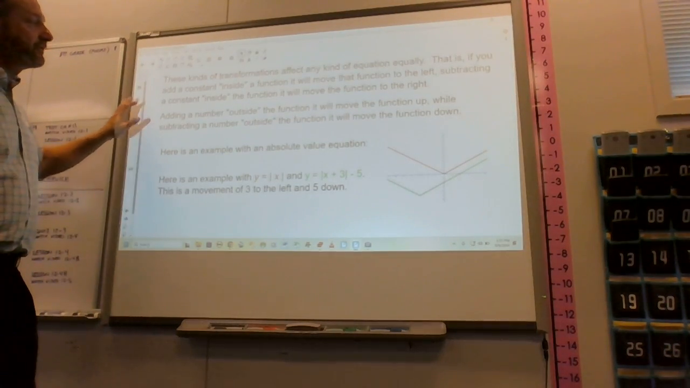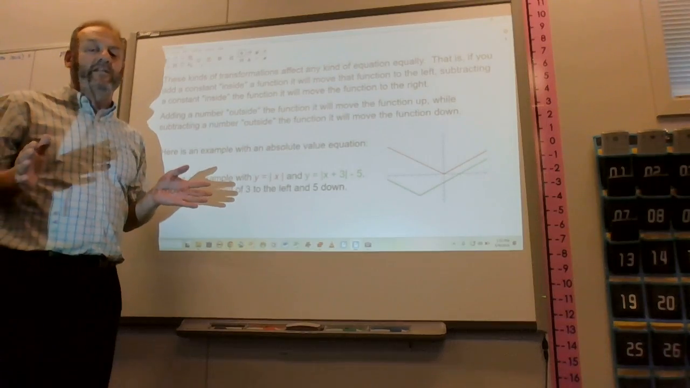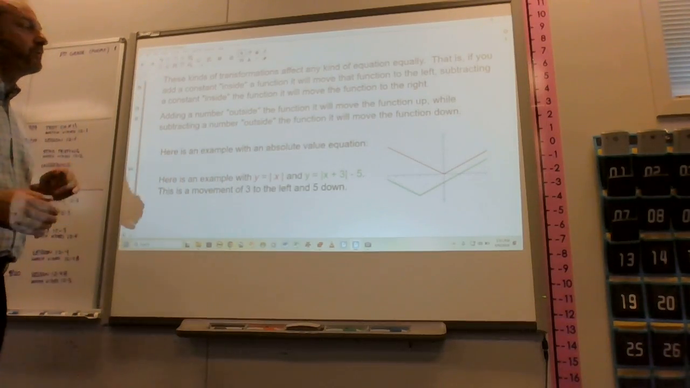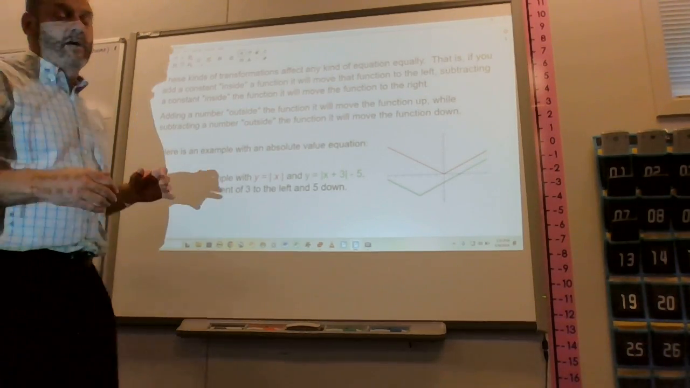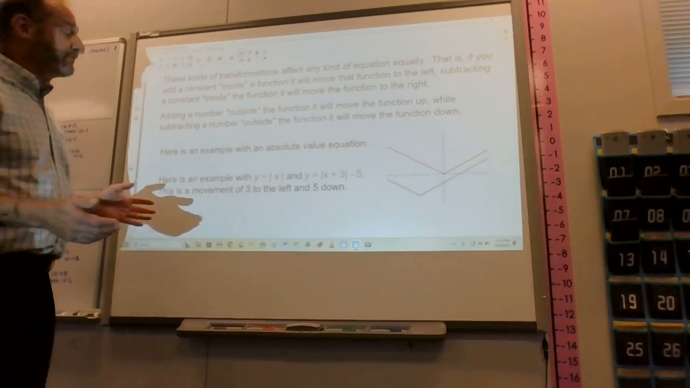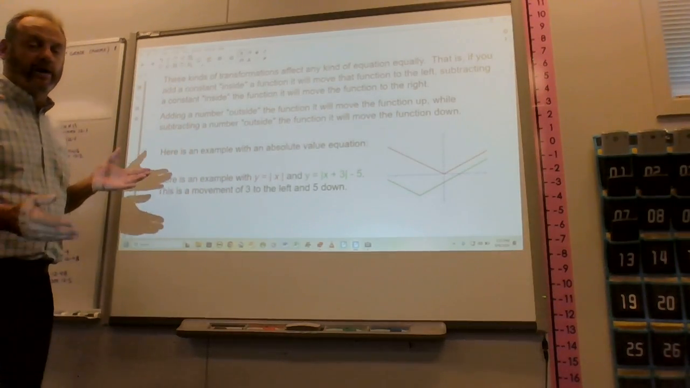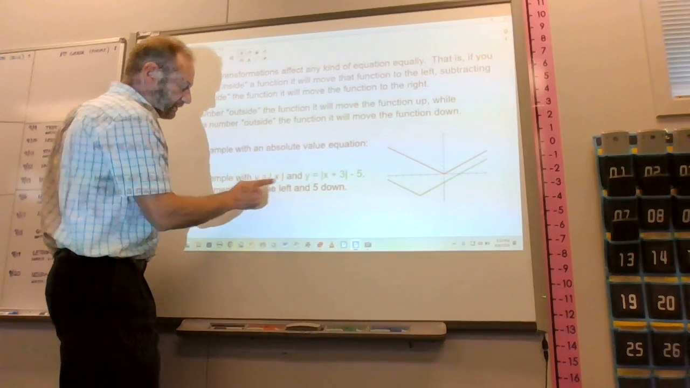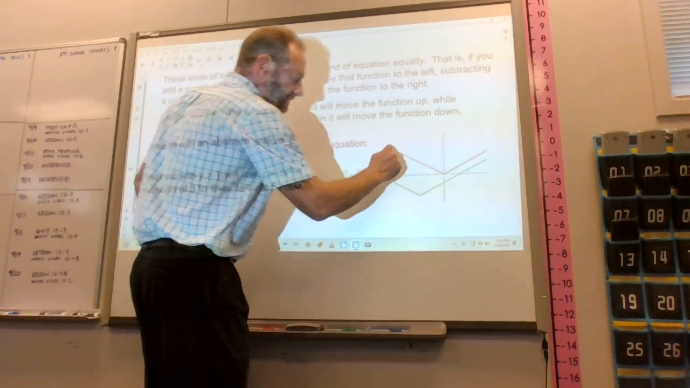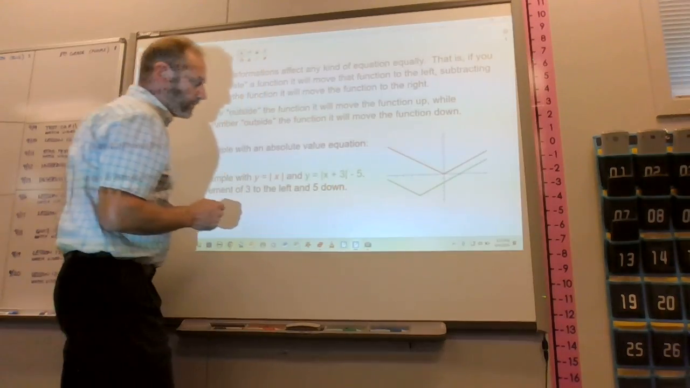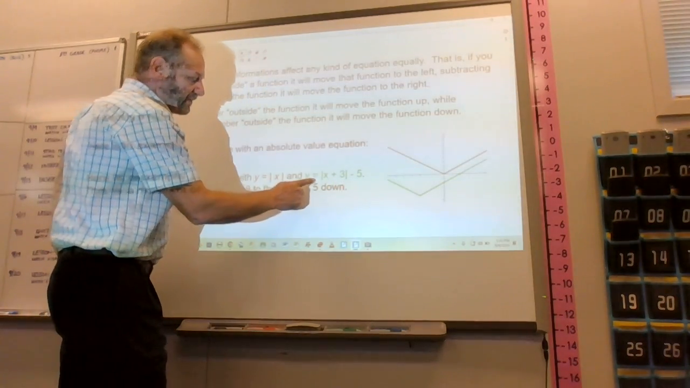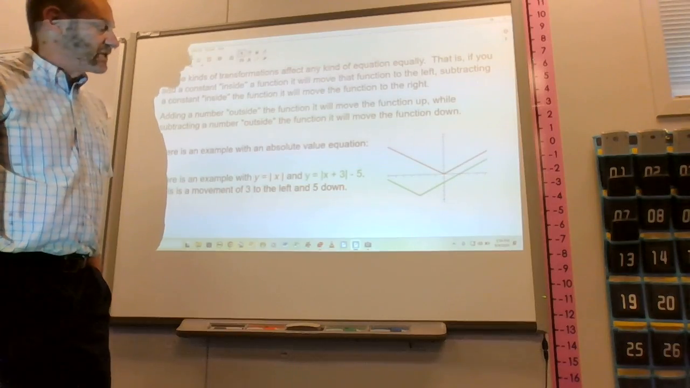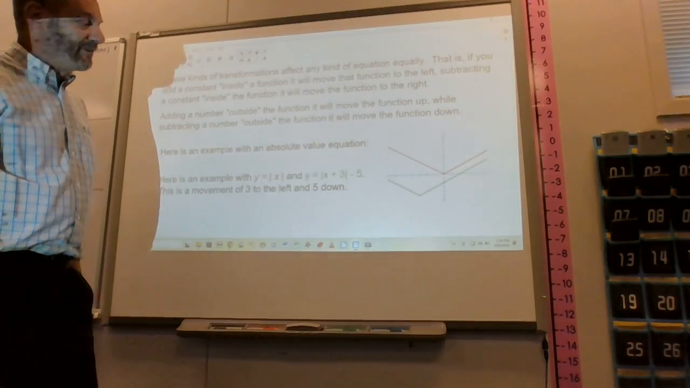Okay, now these transformations will affect any kind of equation equally. So it could be a parabola, it could be an absolute value, it could be a cubic, whatever it is, it's going to move it the same way. So here I have y equals the absolute value of x. That's my nice V right here. Okay. And then I compare that to y equals absolute value of x plus 3 minus 5.